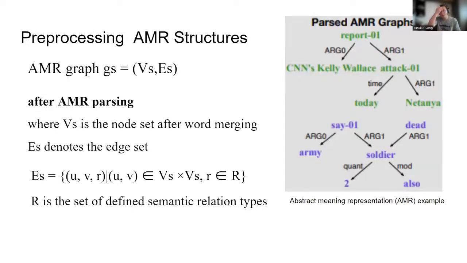So what is an AMR graph? An AMR graph is defined using words as vertices, and we use their semantic relations as edges. An example AMR parsed graph generated from the CNN Kelly Wallace report is shown on the right side, as you can see. For example, today is a word from the text, and time is a relation type. So no wonder today is a vertex, right?